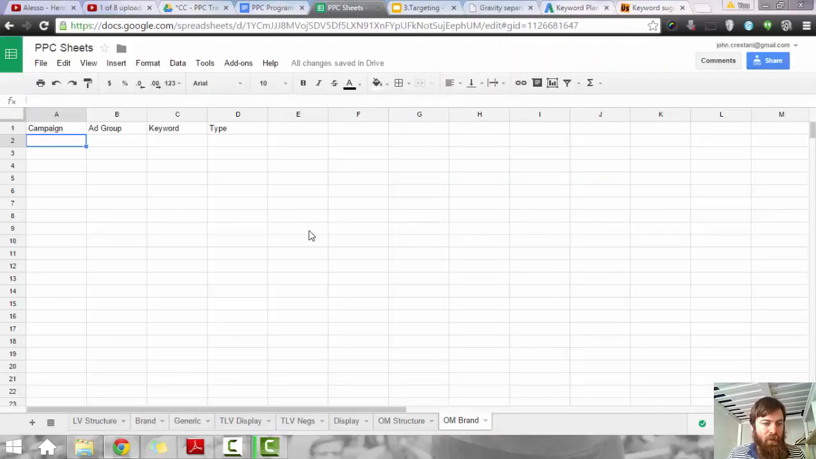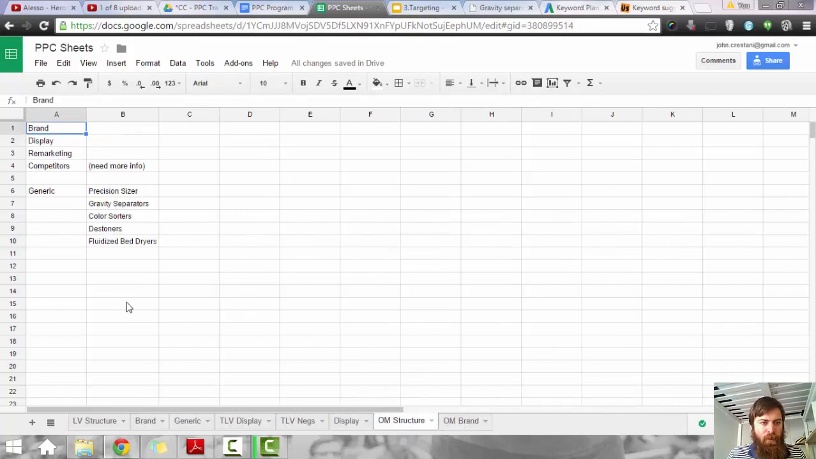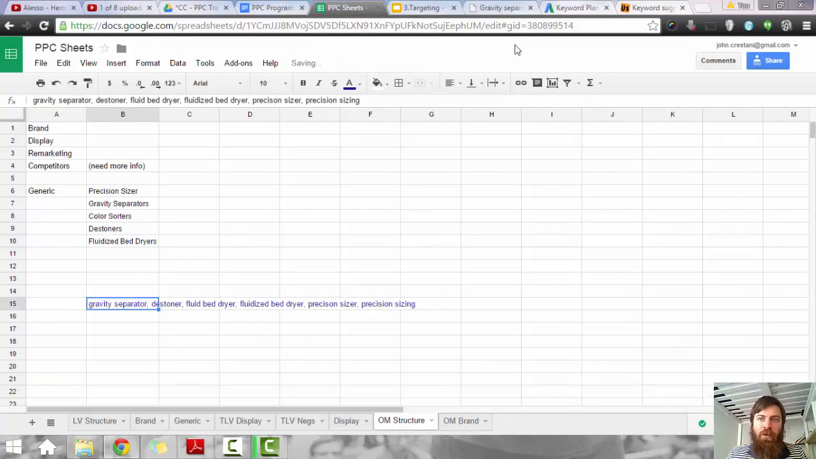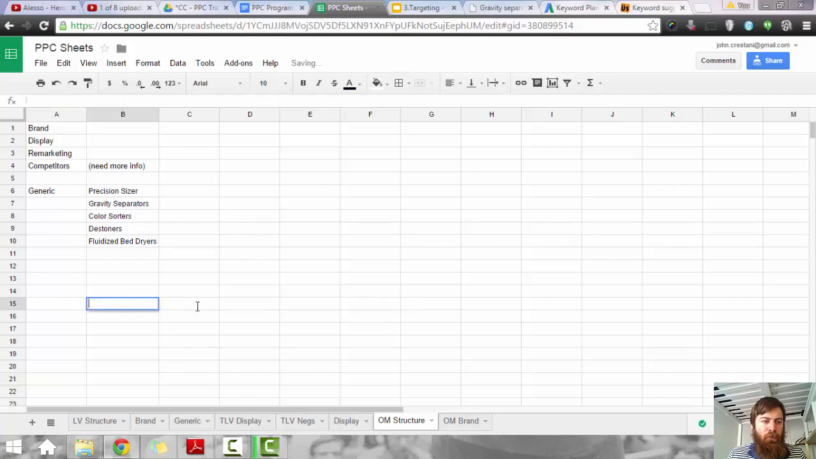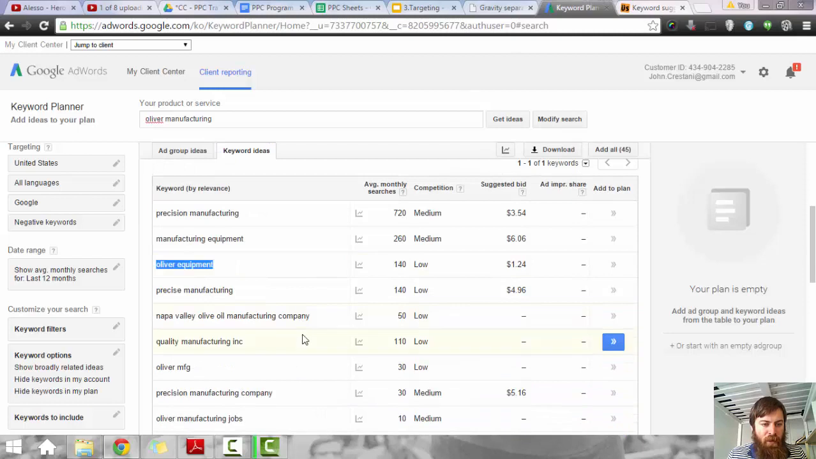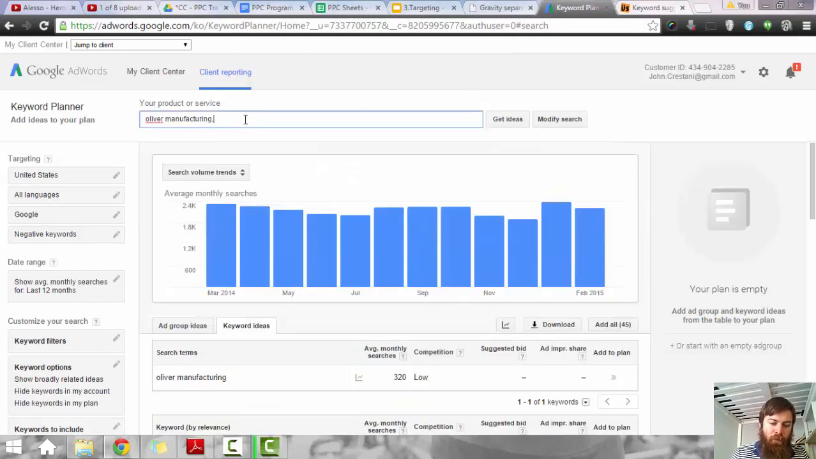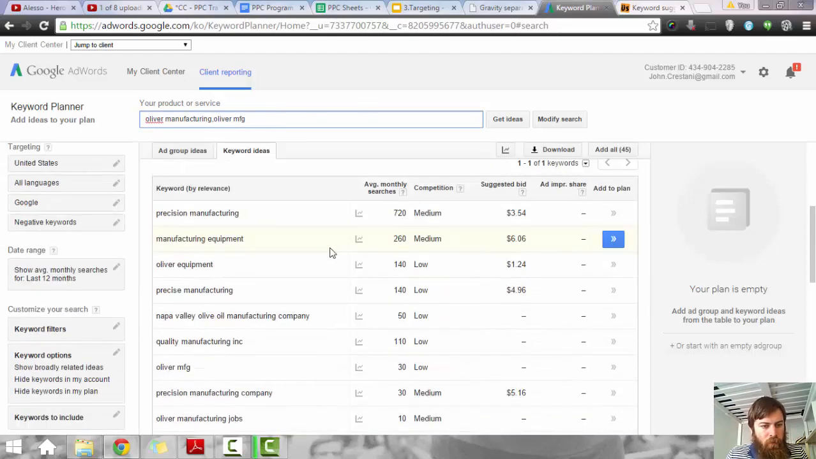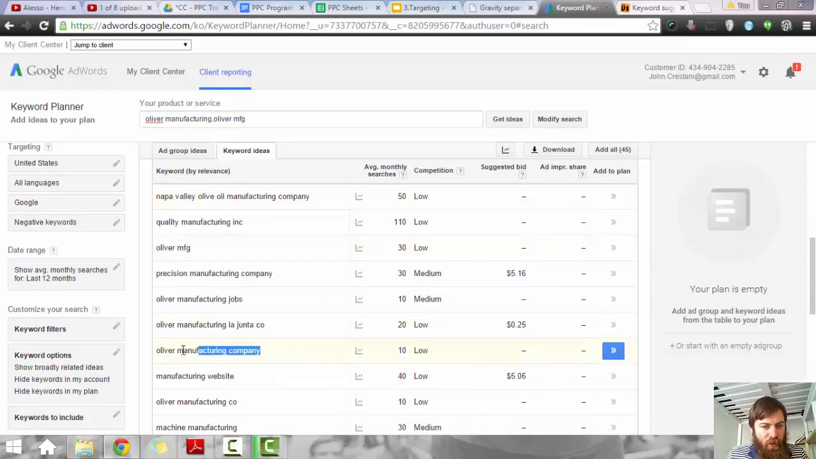So I'm going to save some of these keywords right here. Not sure if they'll come in handy. Then let's try Oliver Manufacturing. Here's one, Oliver MFG. That's good. Oliver Manufacturing Company. Great. Oliver Manufacturing, La Junta, Colorado.